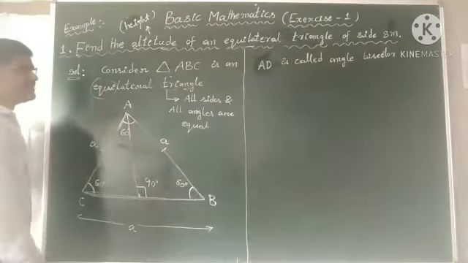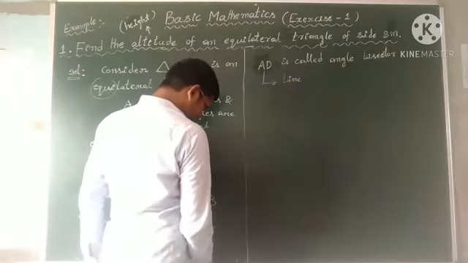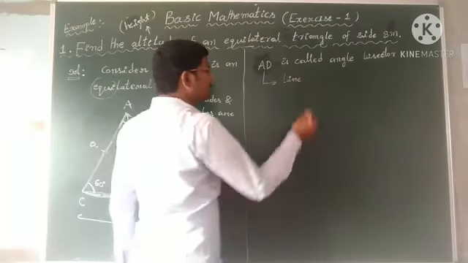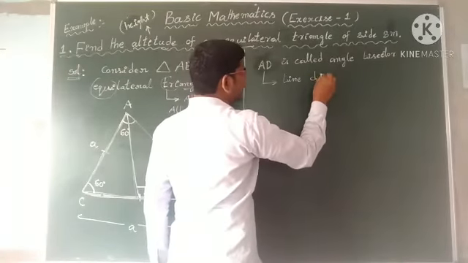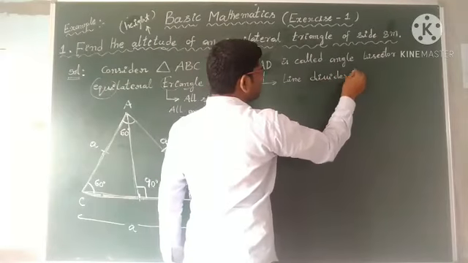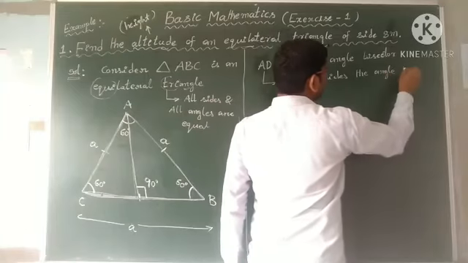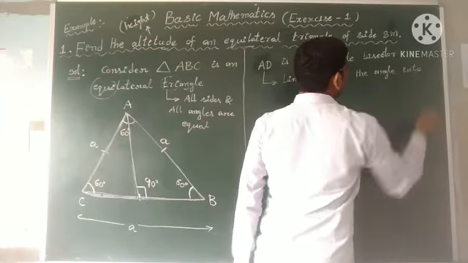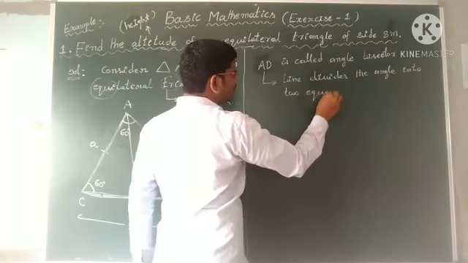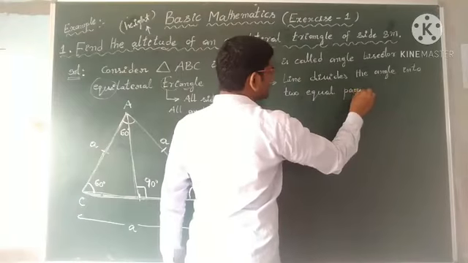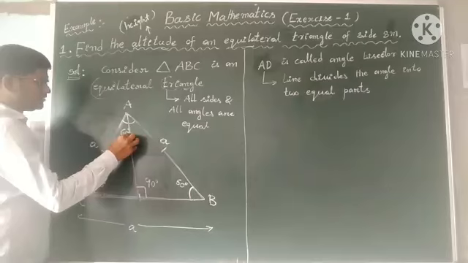So angle bisector means AD is a line that divides the angle into two equal parts. Bisector means divides the angle into two equal parts.